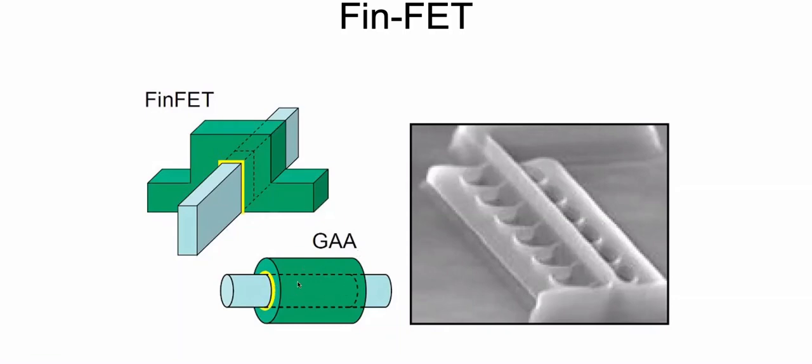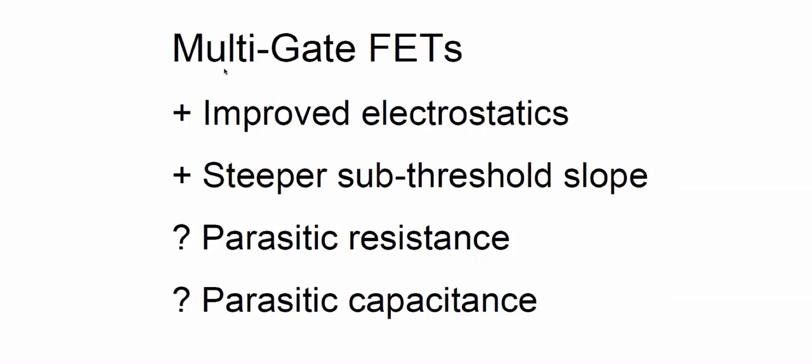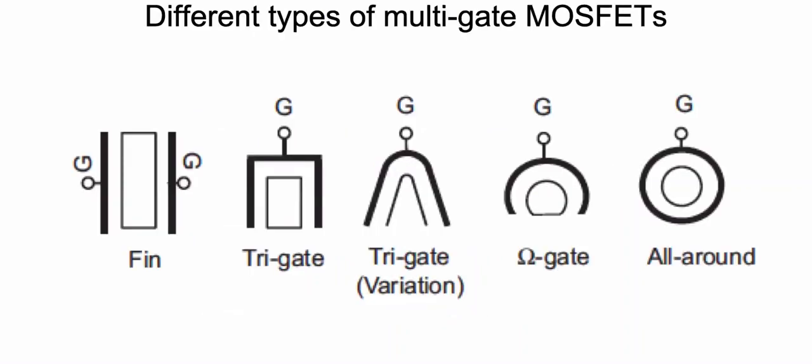Because if you make this device, it will have better performance than this device, because we can have a much better switch. The little problem is how to do it. Multi-gate FETs are one of the most promising future technologies. We have improved electrostatics and steeper subthreshold slope. We still have problems with parasitic resistance and capacitance, but the advantages are so impressive that we think this is the direction.